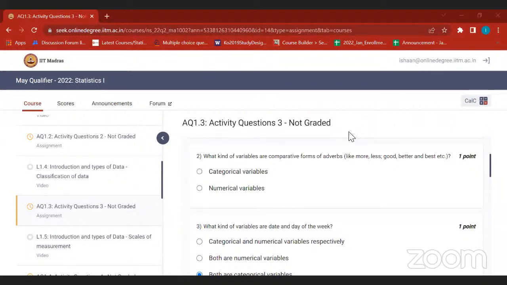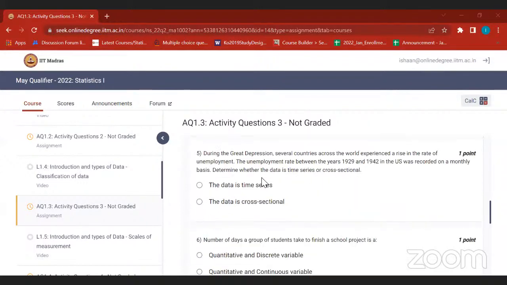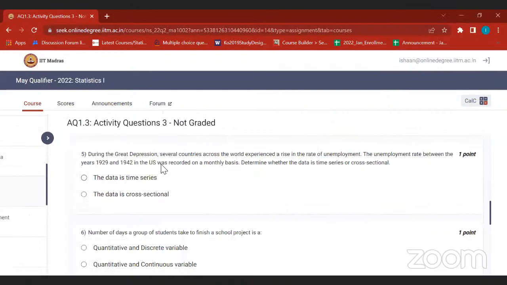Shrutika, do you have any doubt? Yes, sir. In activity 3, question number 5, I thought this would be cross-sectional because we are taking monthly data of every year, but the answer is time series. Yes, because I'm recording the same data every month, at regular intervals of time. That's time series. Cross-sectional is when at a particular time I collect data of various things. How would we convert this into cross-sectional?